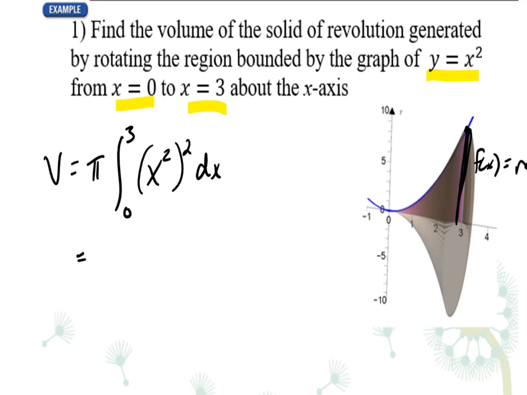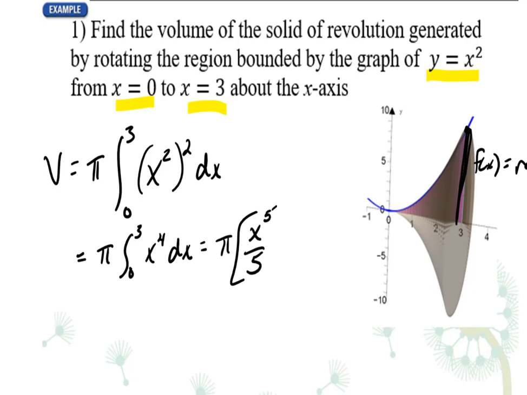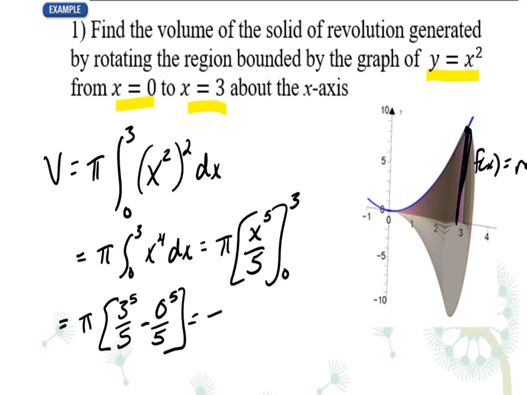Now I'm going to work this out by hand. So it's going to be pi times the integral from 0 to 3 of x to the 4th dx. So the antiderivative of x to the 4th is going to be x to the 5th over 5. We still have this pi out here, and we're evaluating it from 0 to 3. So that's going to be pi times 3 to the 5th over 5 minus 0 to the 5th over 5. Of course, that's just 0. So it's going to be pi times 3 to the 5th, which is 243, over 5. And so we have 243 pi over 5.